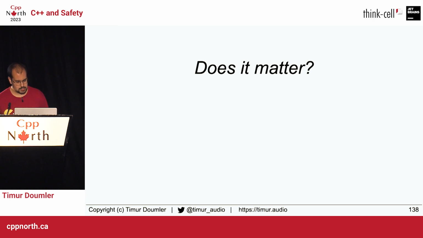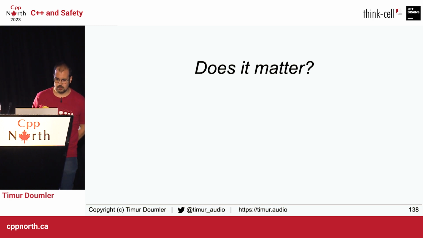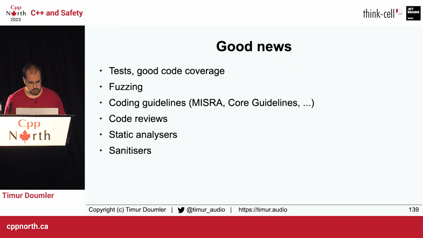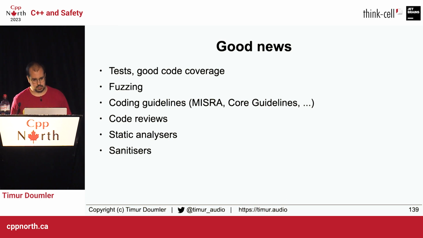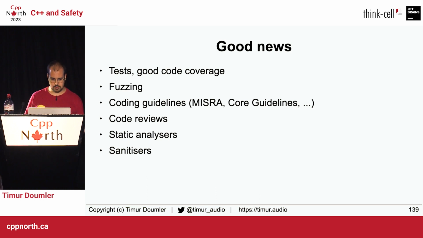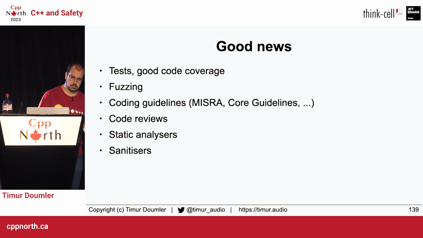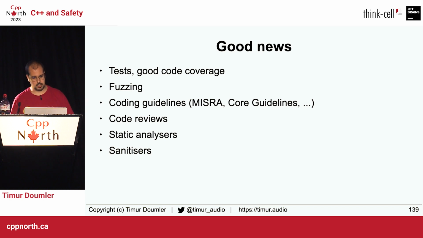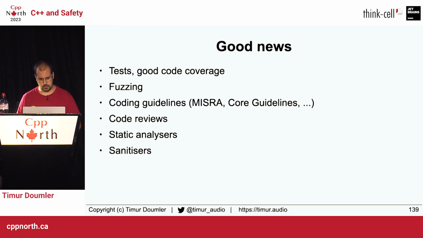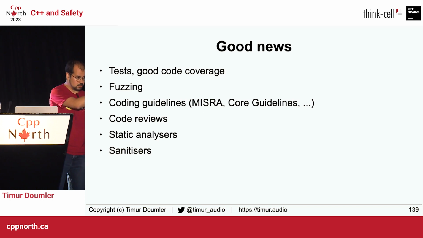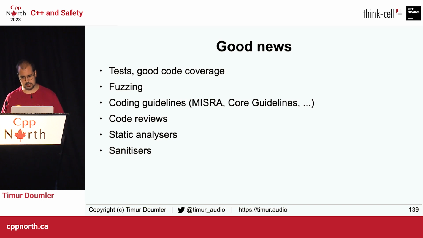Does it even matter? The good news is, a lot of this UB, we have very good ways of handling this, right? If you know what you're doing, you can write tests. You can make sure that your tests cover your code. You can use fuzzing. There are very good coding guidelines, core guidelines, MISRA, which is the one specifically for safety critical code. You can have mandatory code reviews. You can have static analysis tools, which are not going to catch all of it, but they're going to catch a lot, and sanitizers and stuff like this.